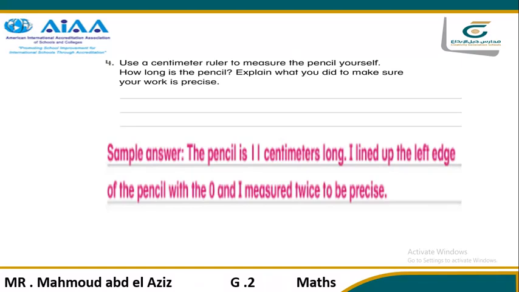How can you measure your pencil with a centimeter ruler? You will line up the left edge of the pencil with a 0 point, and you will measure it 2 times or 3 times to be precise, to be sure your answer is correct. So our answer here, your pencil is 11 centimeters long, and you will line up the left edge of the pencil with the 0, and you will measure it twice or 3 times or 4 times to be what? To be precise.